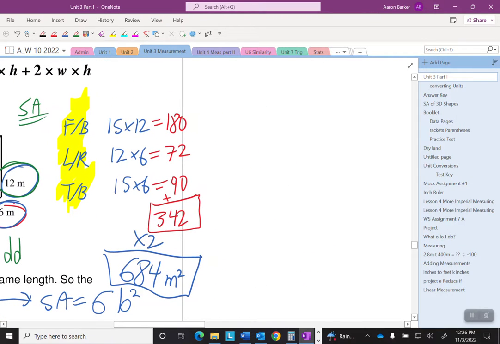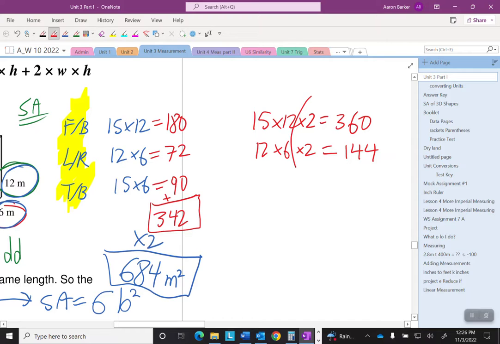Now, I just lied to you. I don't always do it that way. Sometimes, instead of multiplying by 2 at the very end, what I often will do is multiply by 2 as I move along. So I'll show you what that work looks like. I will go 15 times 12 times 2. Go to my calculator, and that's 360. Then I will go 12 times 6 times 2. Go to my calculator, and that's 144. See what I'm doing? I'm doubling the sides as I go along.